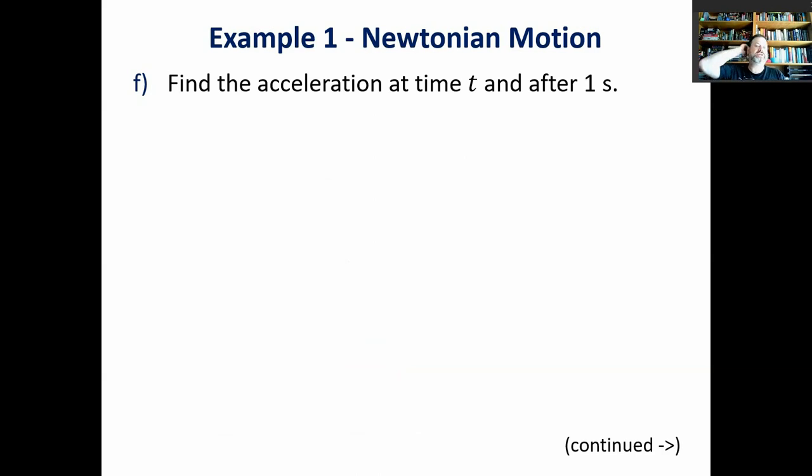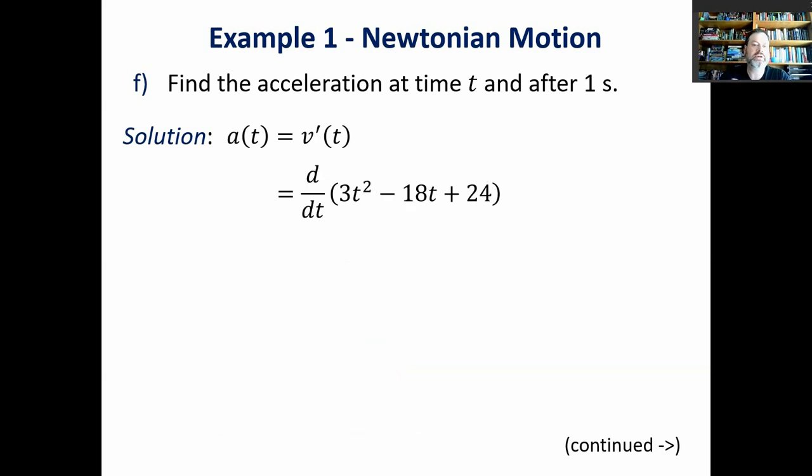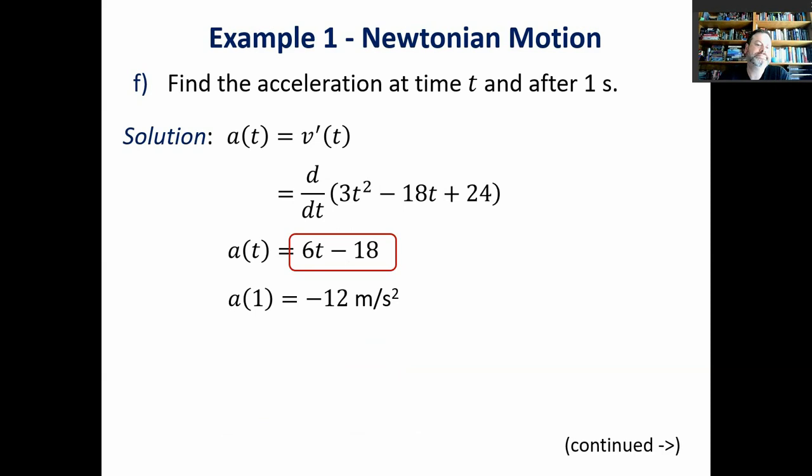Next one, find the acceleration at time t and after 1 second. So pretty much the same stuff we've been doing. The acceleration is just the derivative of velocity. So you just take the derivative of your velocity function. So you get 6t minus 18, so that's your answer there. Then just plug in 1. 6 minus 18 is negative 12. So the acceleration is negative 12 meters per second squared. So don't forget the units. You need the units. And that's how it works.